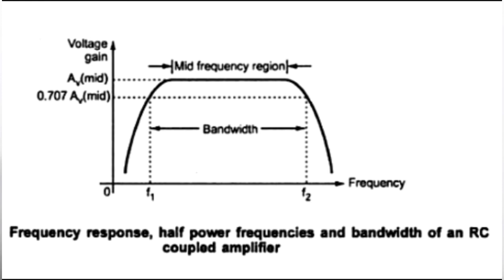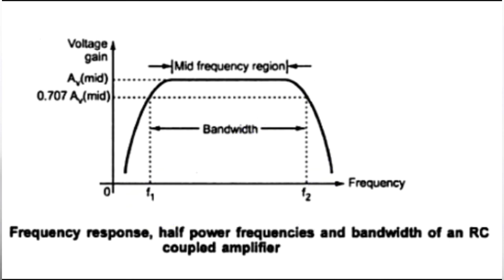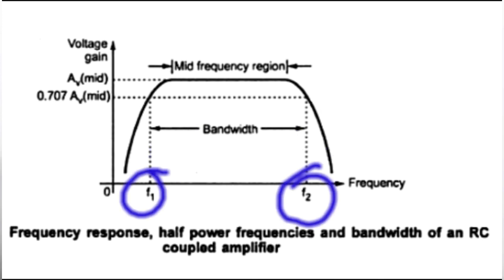So, we must be very sure about selecting those frequencies and we must have some reference mid frequencies also. From the given figure, we can say the frequencies F1 and F2 are called the lower cutoff frequency and upper cutoff frequency. Bandwidth of the amplifier is defined as the difference between the upper cutoff frequency and the lower cutoff frequency. So, we can write F2 minus F1 as the bandwidth of the amplifier. These two frequencies are called half power frequencies since the gain or output voltage drops to 70.7% of the maximum value.